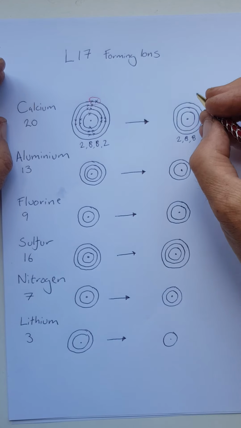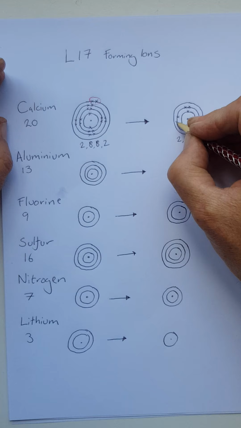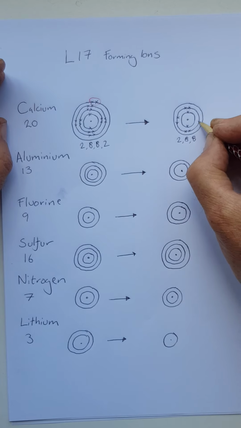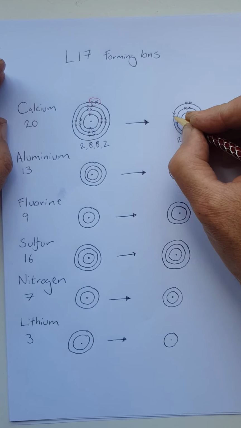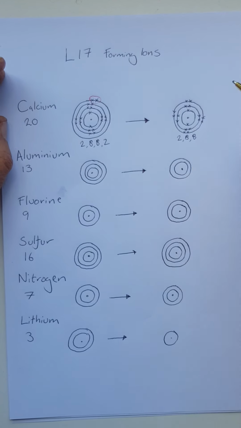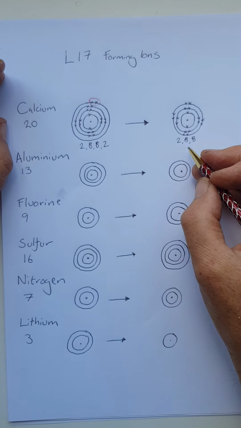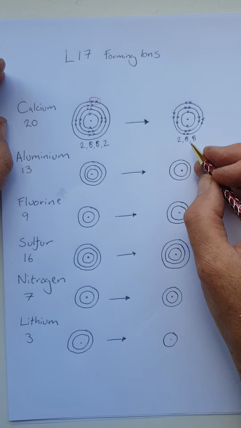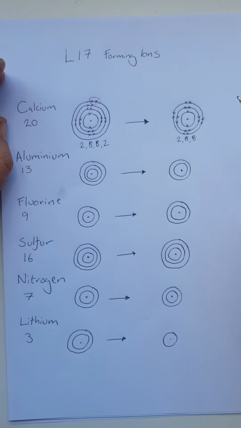I'm going to draw that out now. So that's 1, 2, 3, 4, 5, 6, 7, 8, 9, 10, 11, 12, 13, 14, 15, 16, 17, 18. That's the electron configuration for the noble gas argon. And so argon has got a full outer shell. That's why argon doesn't tend to react. Well, calcium has to form itself an ion to become that.